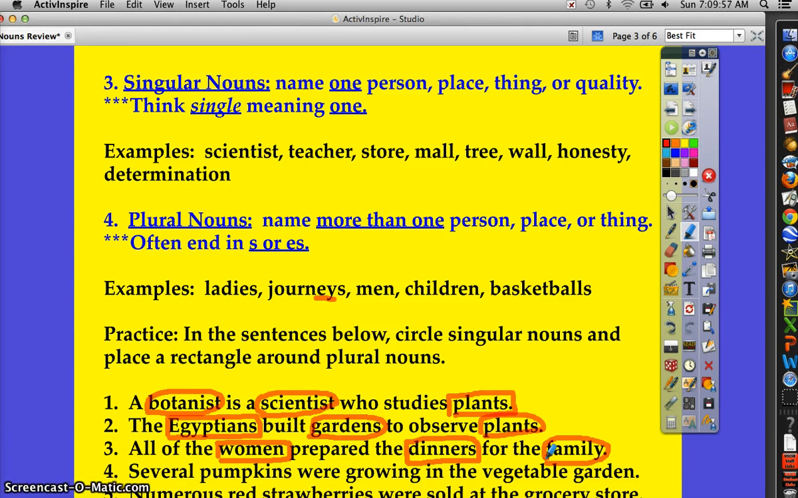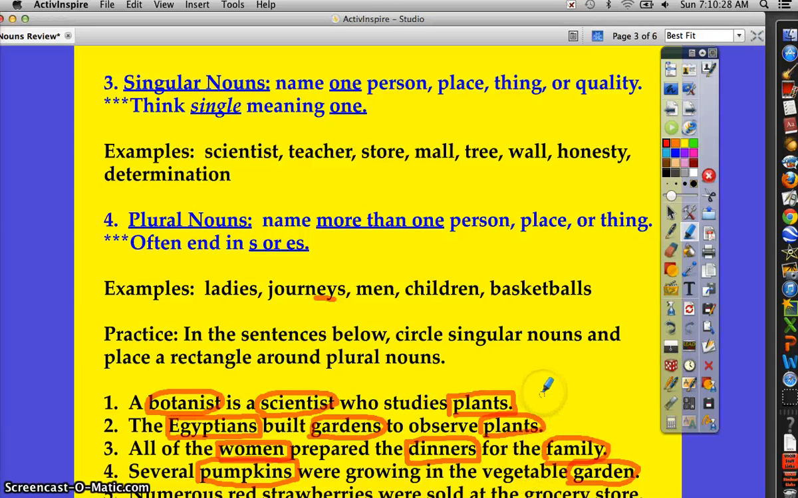Number 4, several pumpkins were growing in the vegetable garden. So we see pumpkins as a plural noun. Put a rectangle around pumpkins, and we'll place a circle around garden only. Garden is a singular noun. Be careful not to include vegetable because vegetable in sentence 4 is an example of an adjective describing the garden.